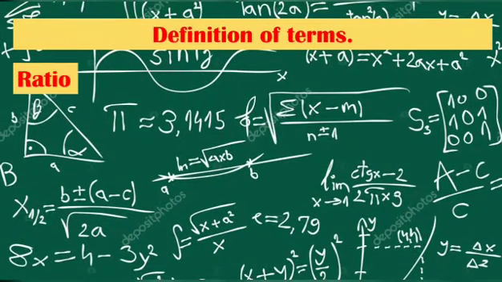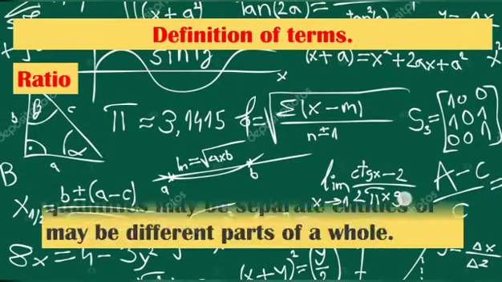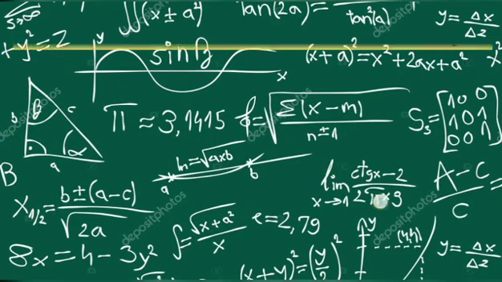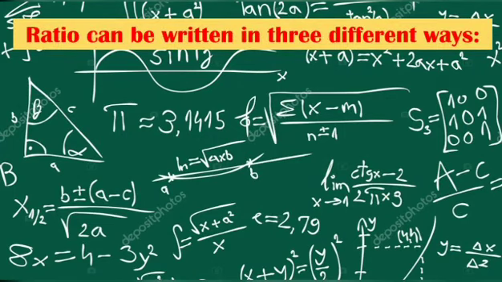What is a ratio? Ratio is a spoken language of arithmetic. It is a way of comparing two or more quantities having the same units. The quantities may be separate entities or may be different parts of a whole. Ratio can be written in three different ways.